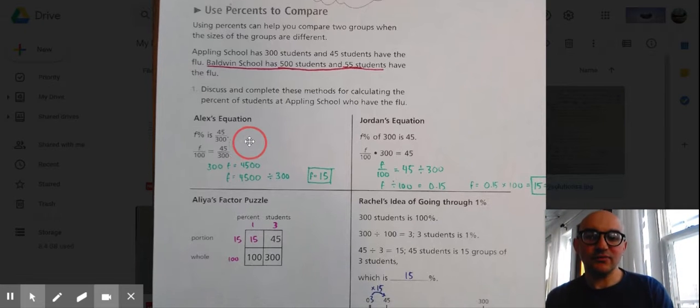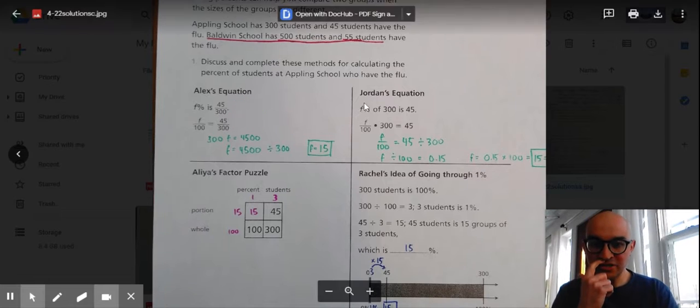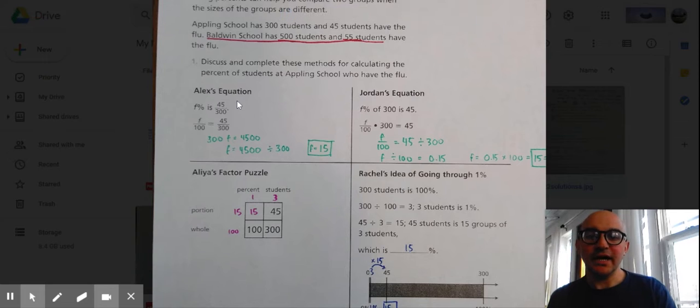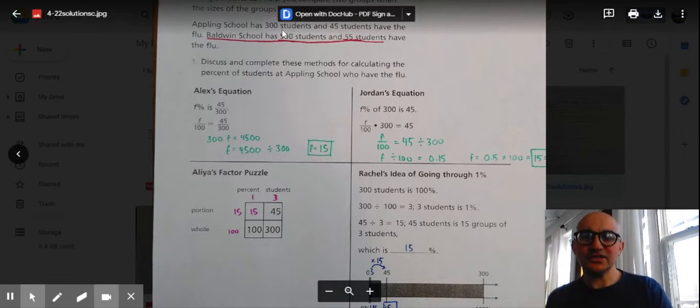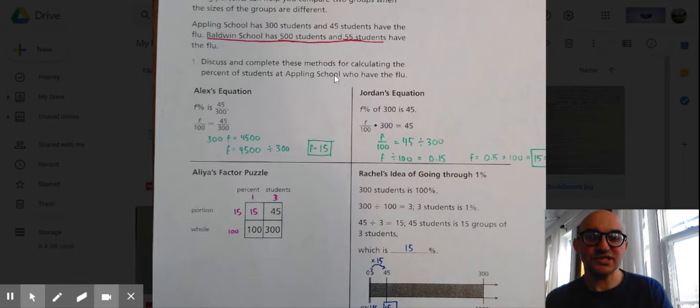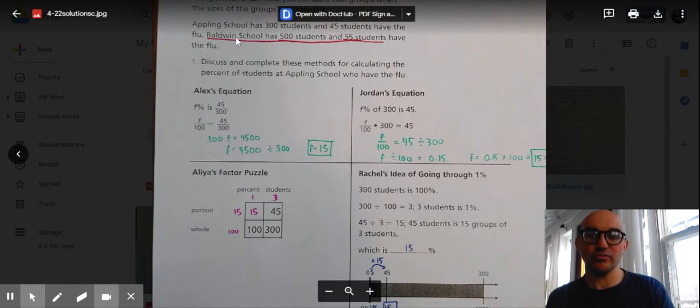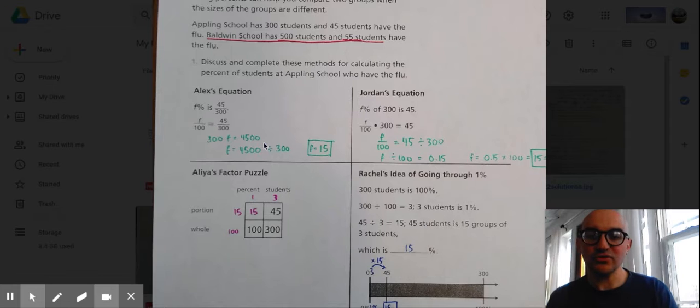So here in the middle of the page, we've got one of these situations where 4 different people chose 4 different paths to solve this problem. And the problem is we've got Appling School has 300 students and 45 of them have the flu. Baldwin has 500 students and 55 of them have the flu. On these 4 problems, what we're trying to figure out is the percent of students at Appling School who have the flu. So we can ignore Baldwin for now. We're just looking at 300 students and 45 of that 300 have the flu. So how do we turn this into a percent?